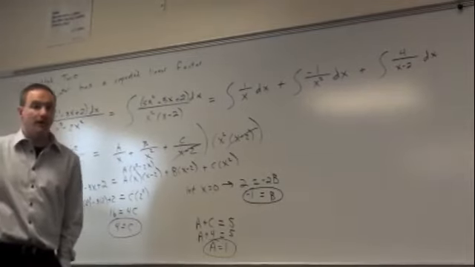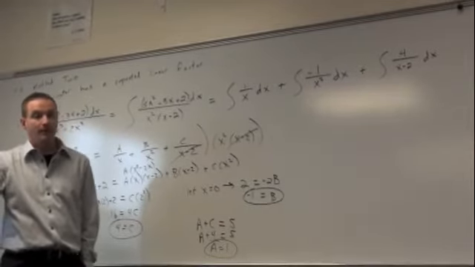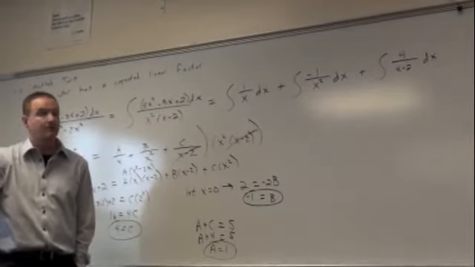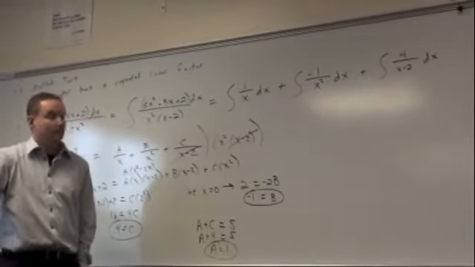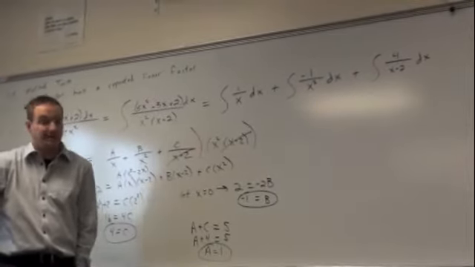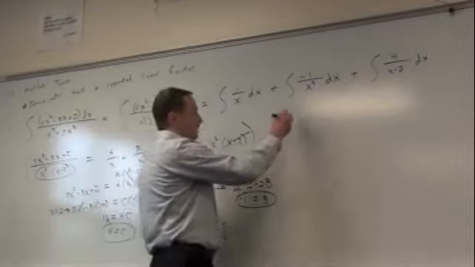Now, every single one of these, anytime I can look at the denominator and say, is the derivative of the denominator in the numerator, it's a natural log. If I can't do that, it's not a natural log. The first one, derivative of x is 1, that's just natural log of x. Done with the first term.